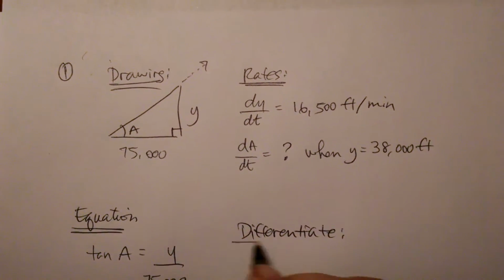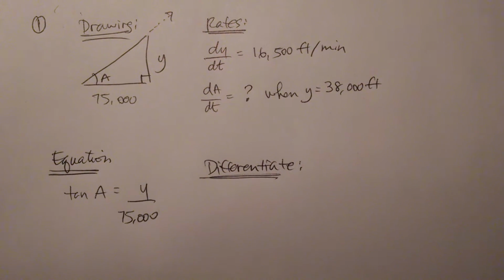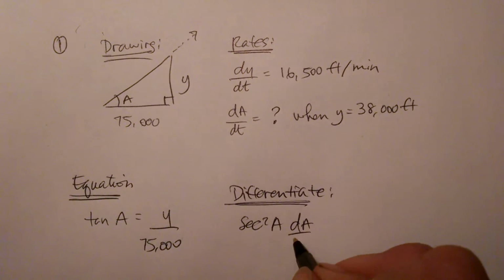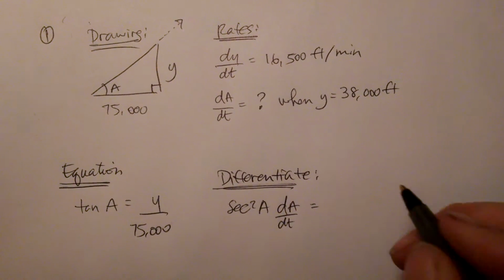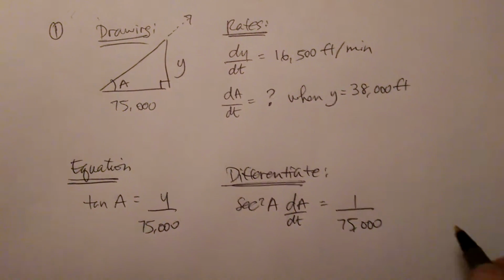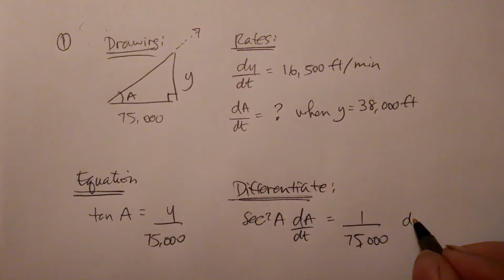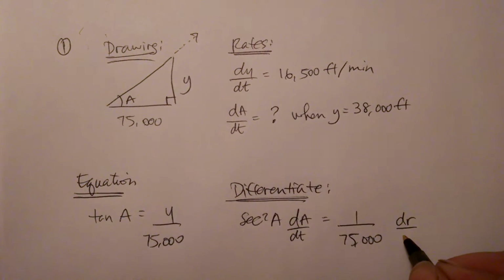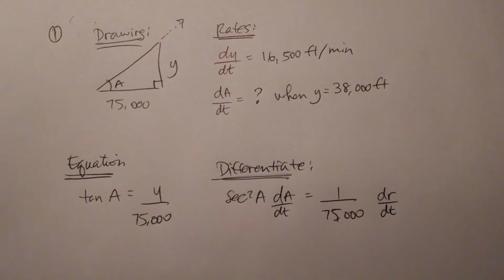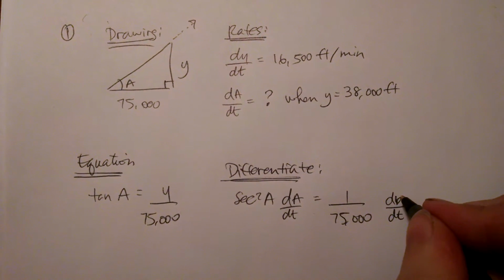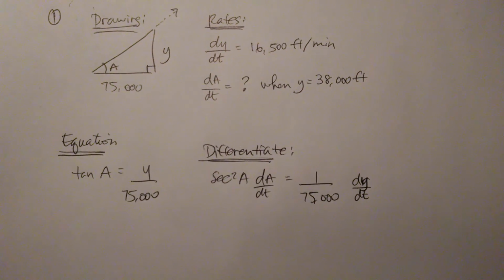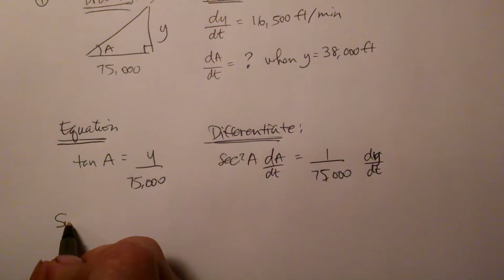Okay, this is where you have to remember your derivative rules. So the derivative of tan is secant squared of A times the derivative of A with respect to time, and that's equal to the derivative of this side, which is 1 over 75,000 times dr over dt. That's wrong. That should be dy over dt right there. Okay. Alright, now we need to start substituting and solving.